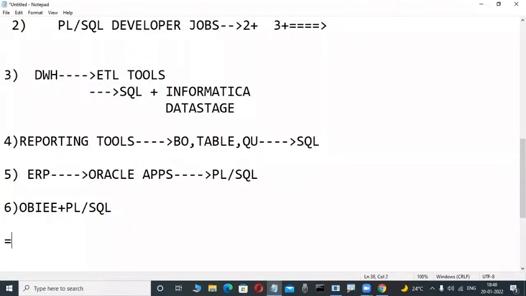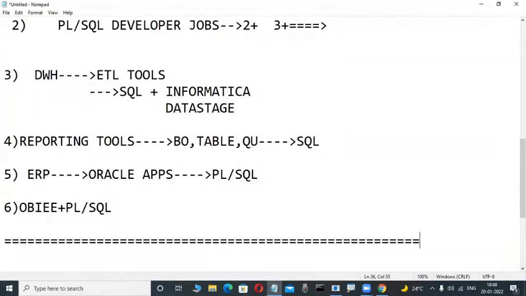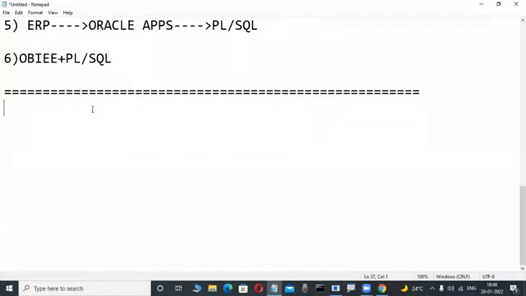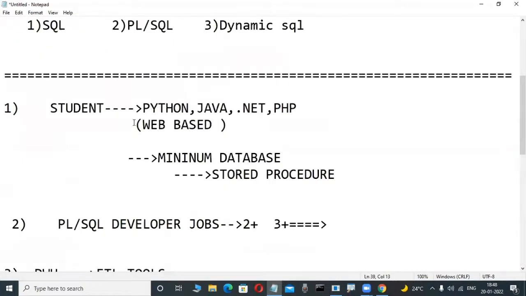Suppose you are not interested in the programming side. You want the administration side, you want jobs only. In that case, DBA courses are there: Oracle DBA, SQL Server DBA, MySQL DBA, database administration courses. These persons also need minimum knowledge before learning those courses. Minimum SQL knowledge is required.